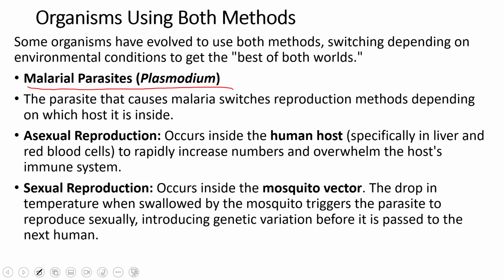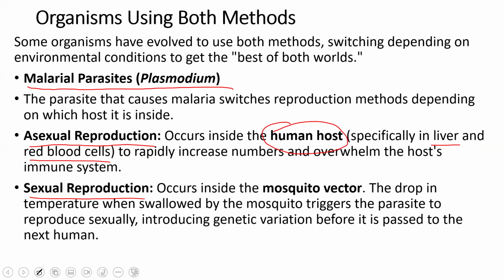So think about the cycle. It gets injected in from the mosquito. It goes to the liver, it goes to the red blood cells, it's then in the blood, and then it goes out again. Asexual reproduction is in the human, when it is in the liver and the red blood cells. So when the plasmodium is in the human, in the liver, in the red blood cells, that is when you've got asexual reproduction.